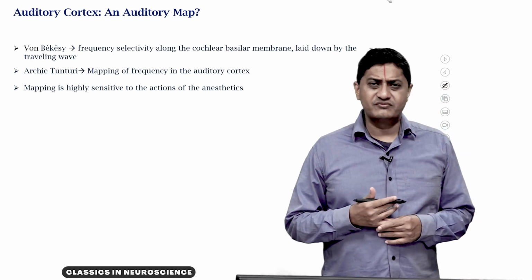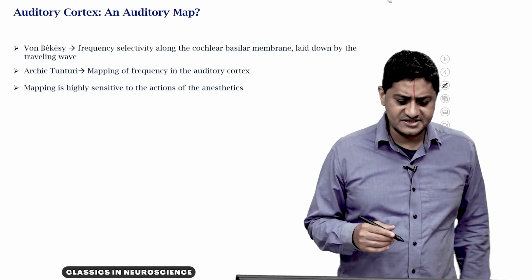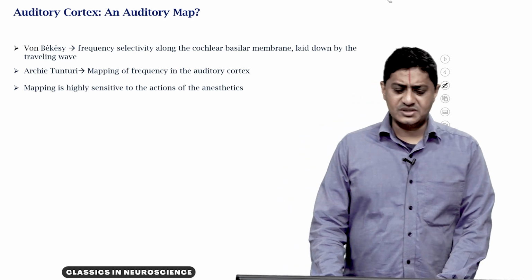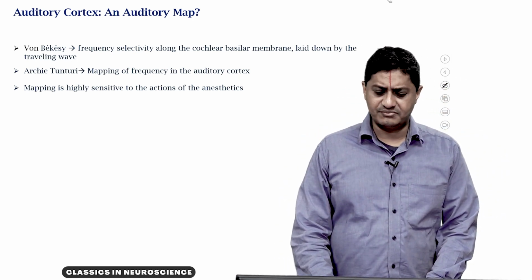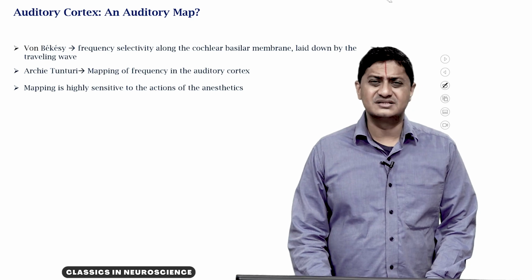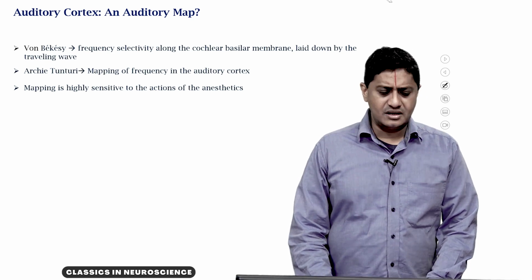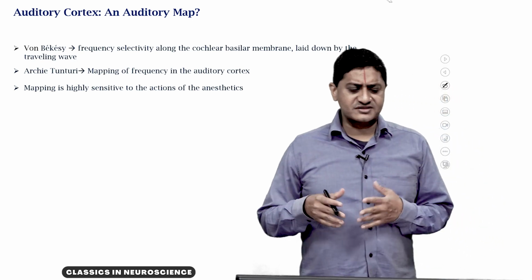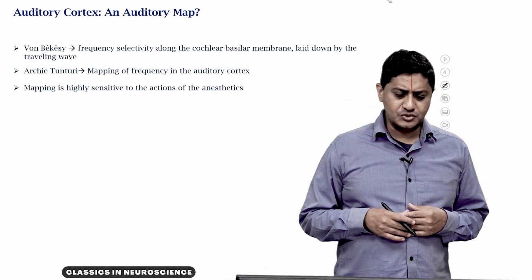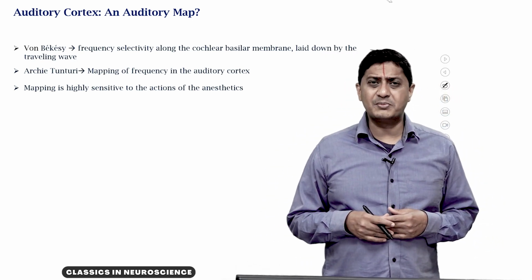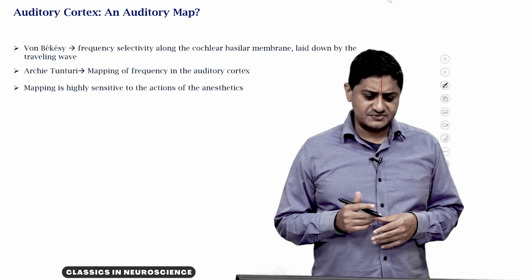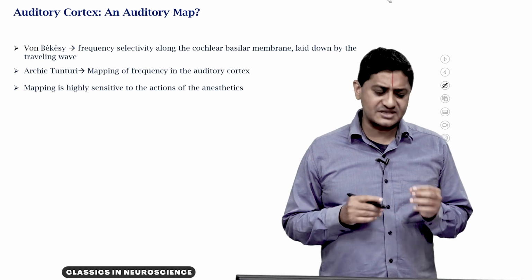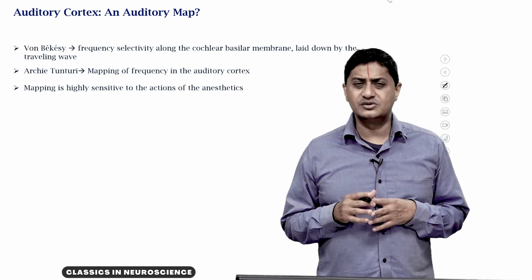It was shown, for example, by Bekesy that there was frequency selectivity along the cochlear basilar membrane, that is laid down by the travelling wave. Also, this line of work was then pursued by Archie Tunturi, who mapped specific frequencies in the auditory cortex. That is, there is this frequency selectivity for specific neurons.